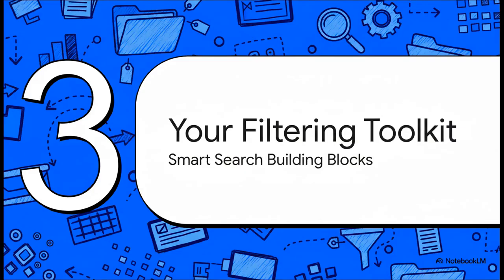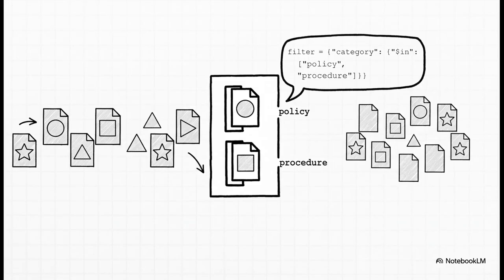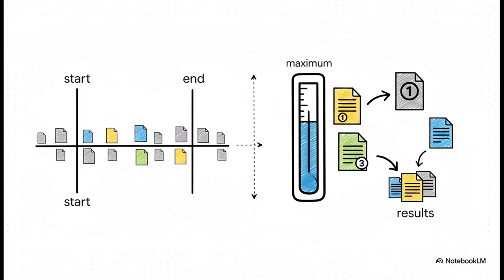Okay, so how do we actually do this? Let's get into the toolkit. The good news is most vector databases already support a really powerful set of filter types you can start using right away. So the most basic one is the equality filter. Super simple, right? It just finds exact matches. You could say, show me documents where the category is either policy or procedure. Then you've got range filters. These let you search within certain boundaries, which is perfect for finding documents within, say, a specific date range or maybe with a certain number of pages.